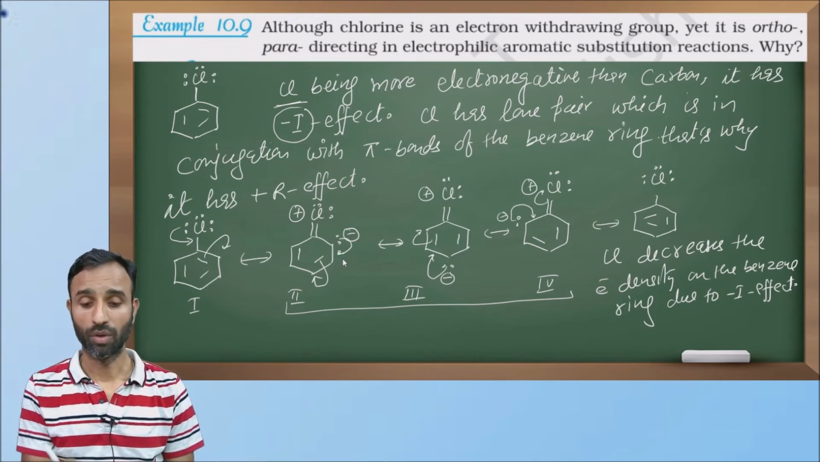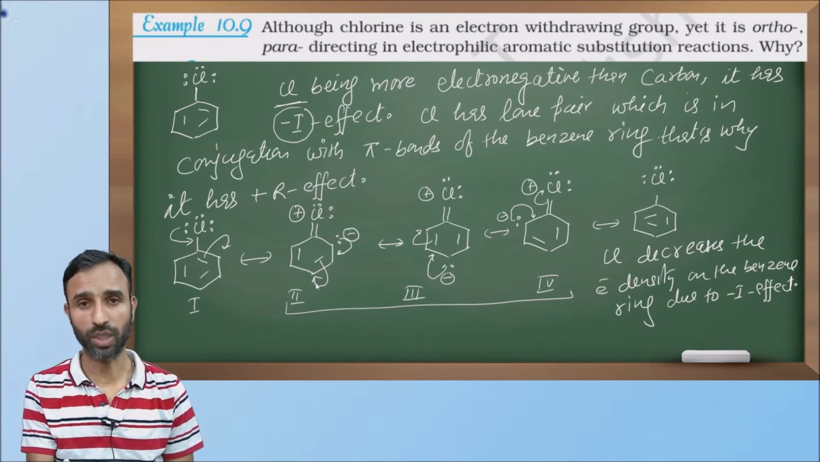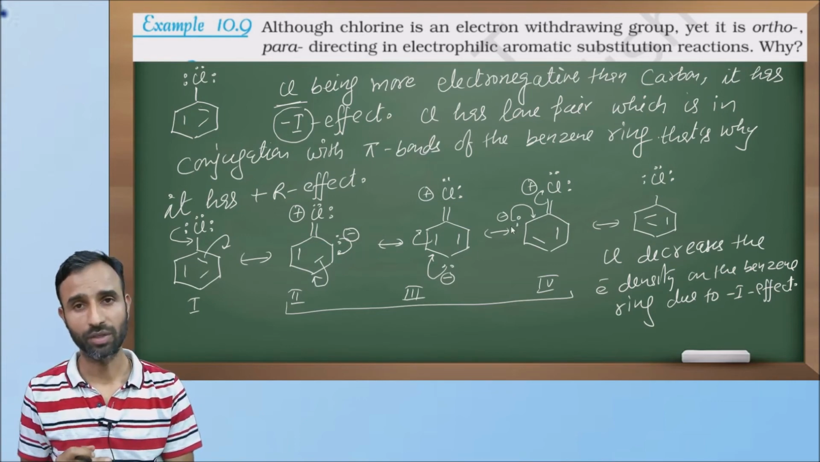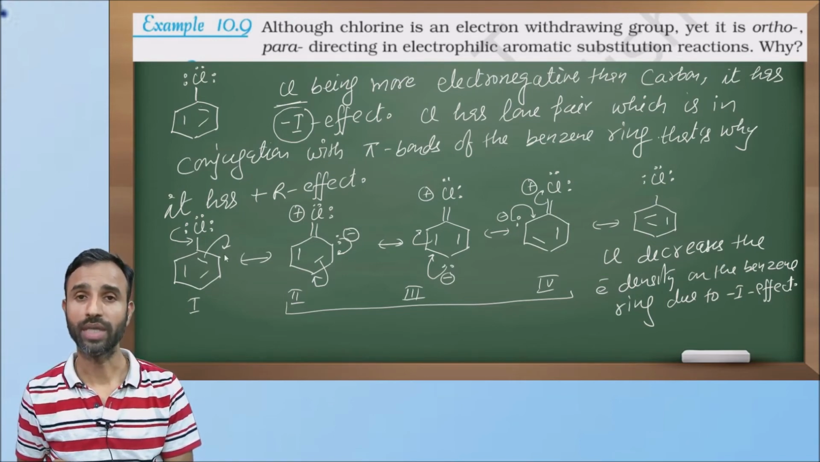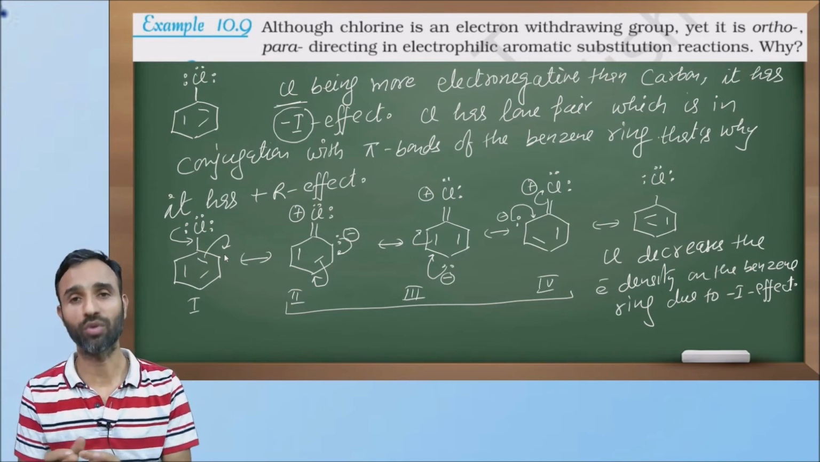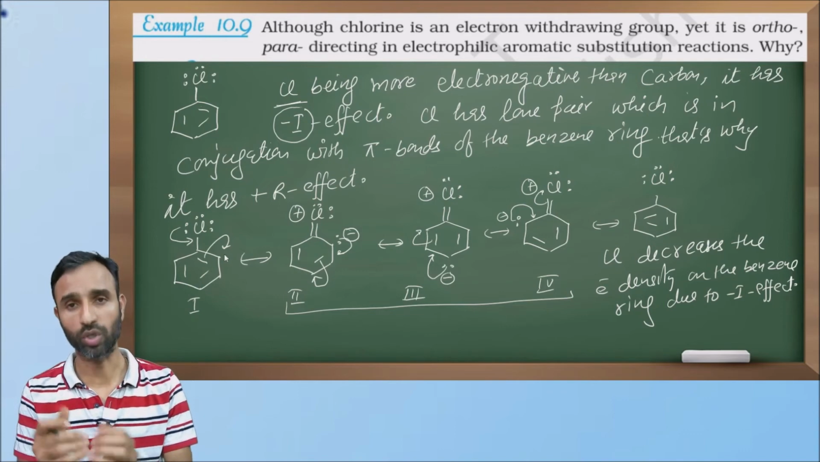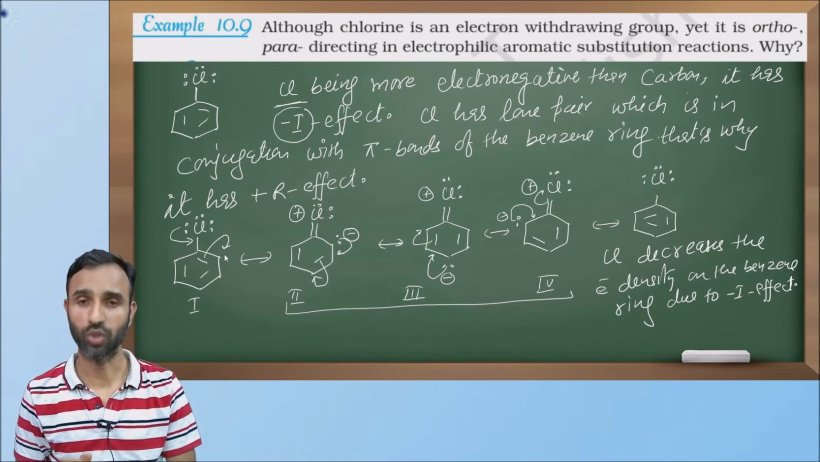But at ortho and para position, it is counteracting due to plus R. Electron density increases at ortho and para position. That's why it is counteracting, meaning the decrease in electron density is less at ortho and para position. That's why it is ortho para directing in electrophilic aromatic substitution reactions.